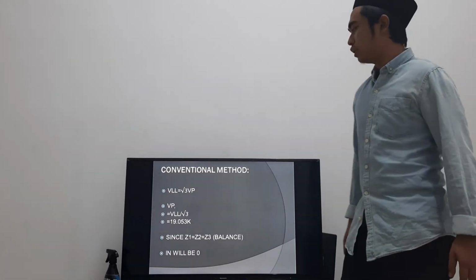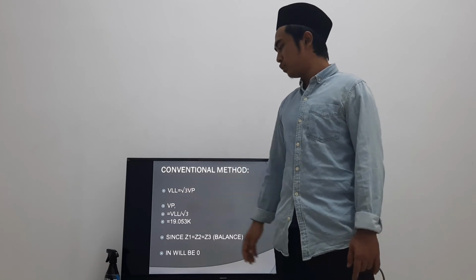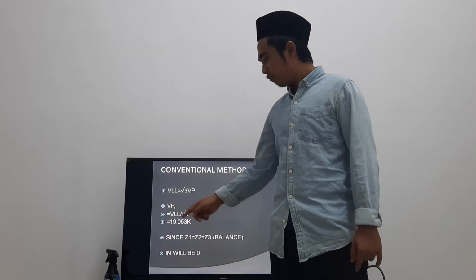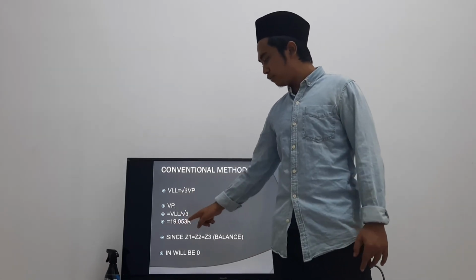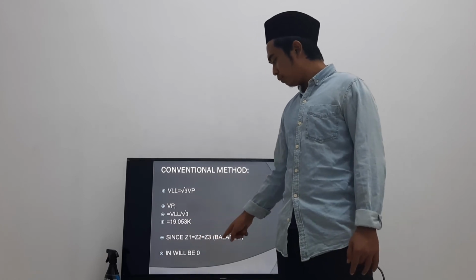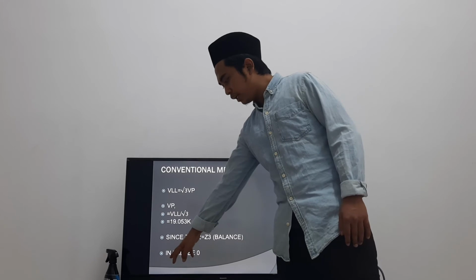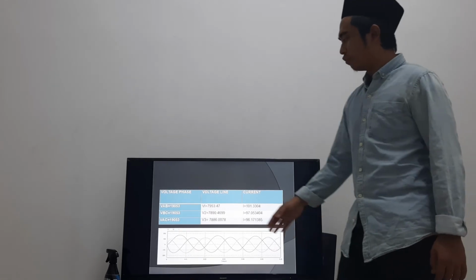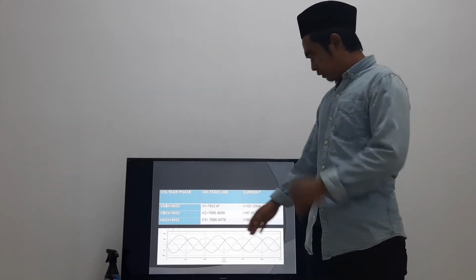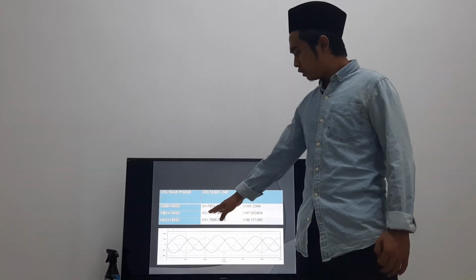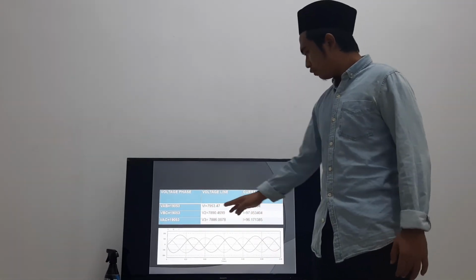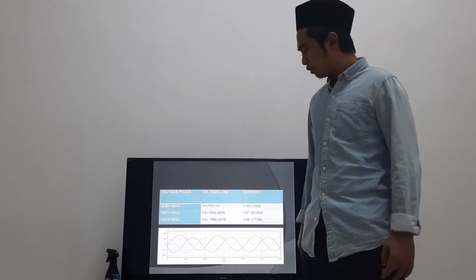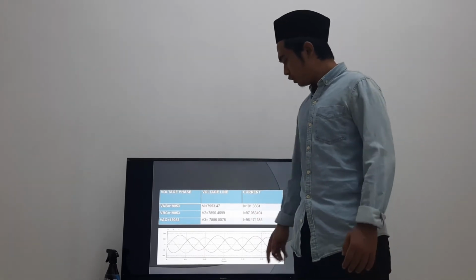So the conventional method, VLL equals root 3 times V phase, as we can see because of the star connection. VP equals VLL divided by root 3, which is 19.053 K. Since Z1, Z2, Z3 are balanced, the line current IN will be 0. So this is the voltage and current for the conventional method. We can see V1, I1, V2, I2, V3, I3. This is the simulation or calculation for conventional. This is the graph.